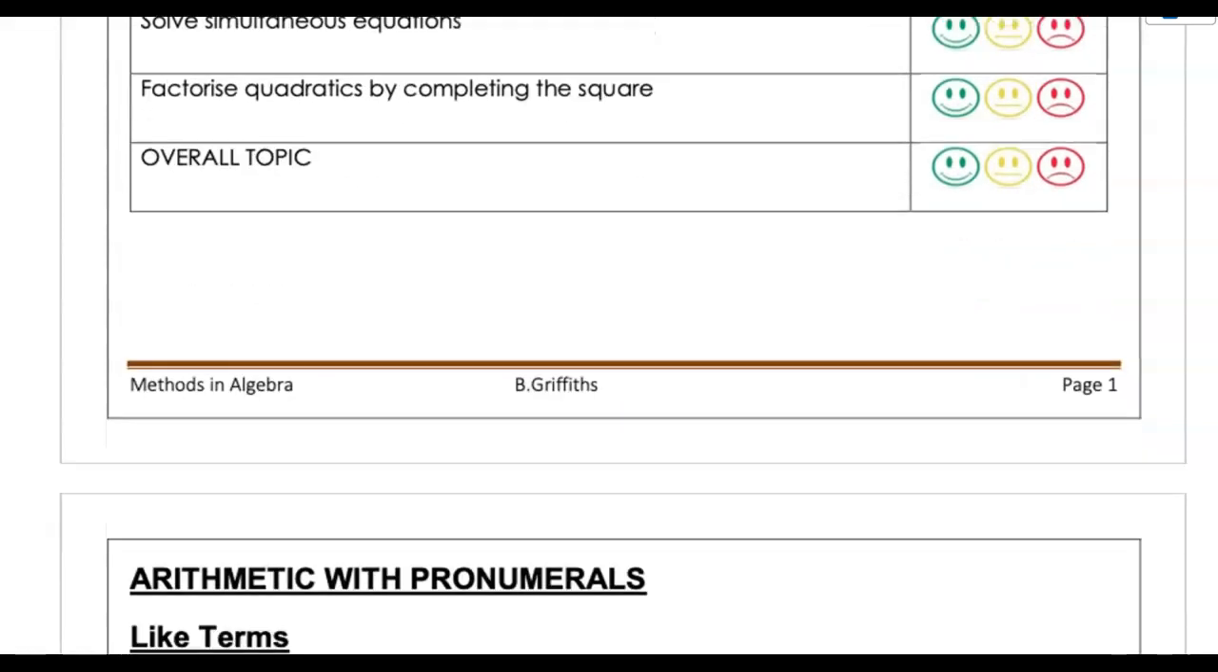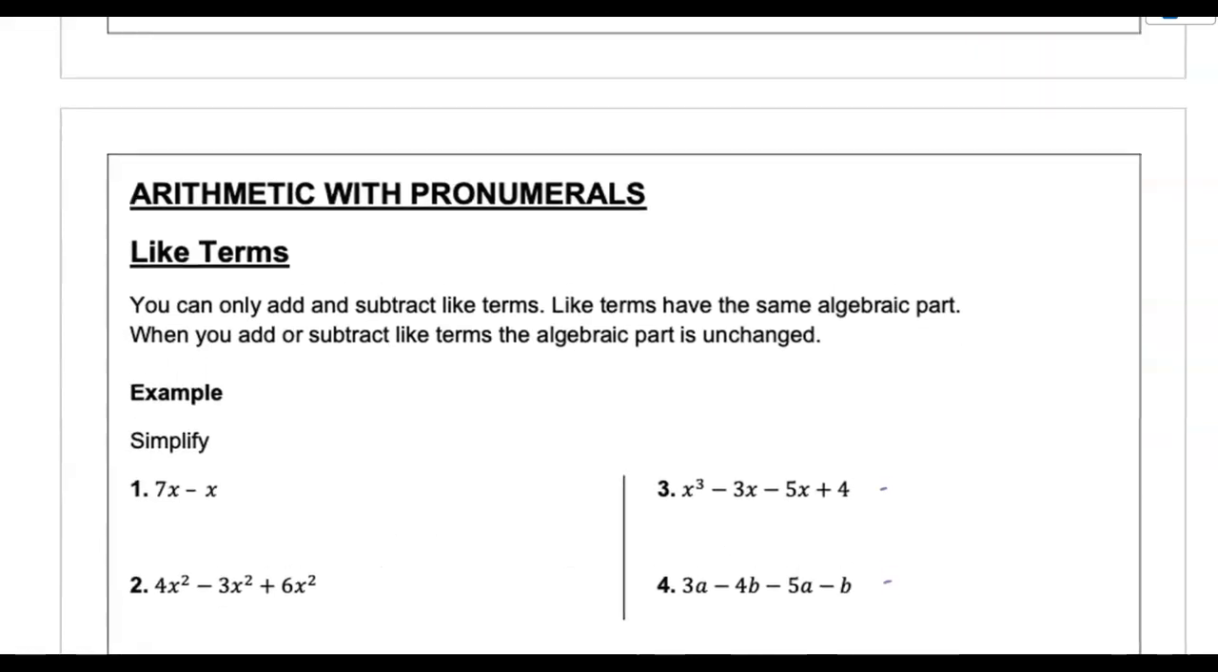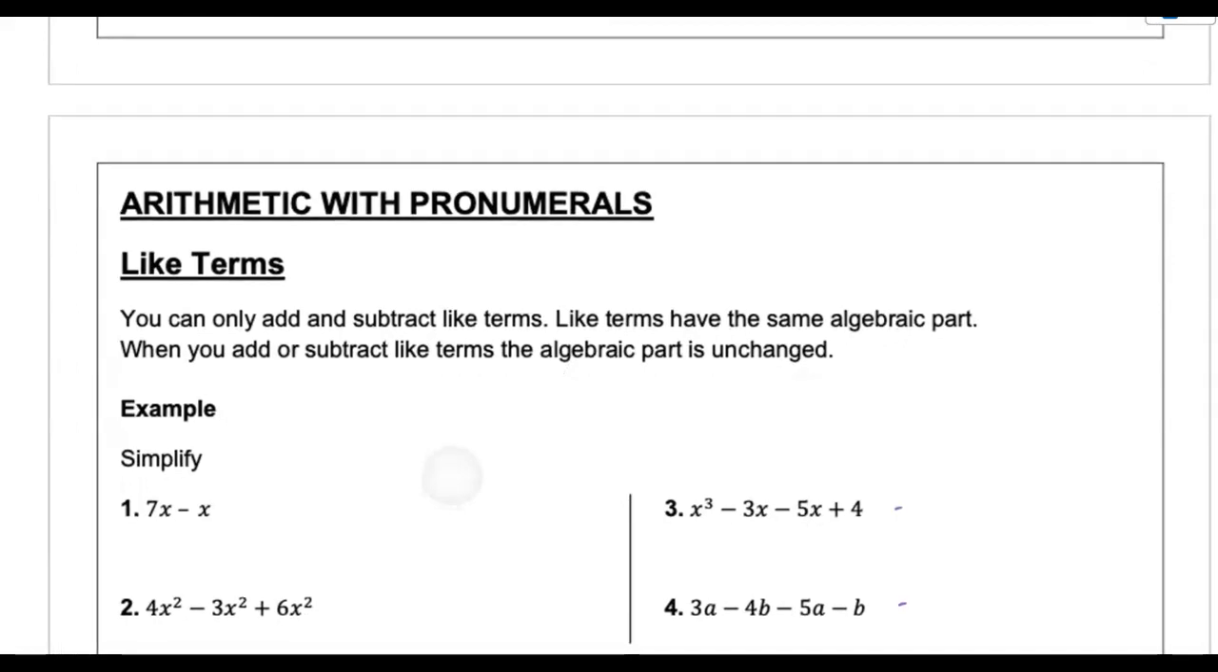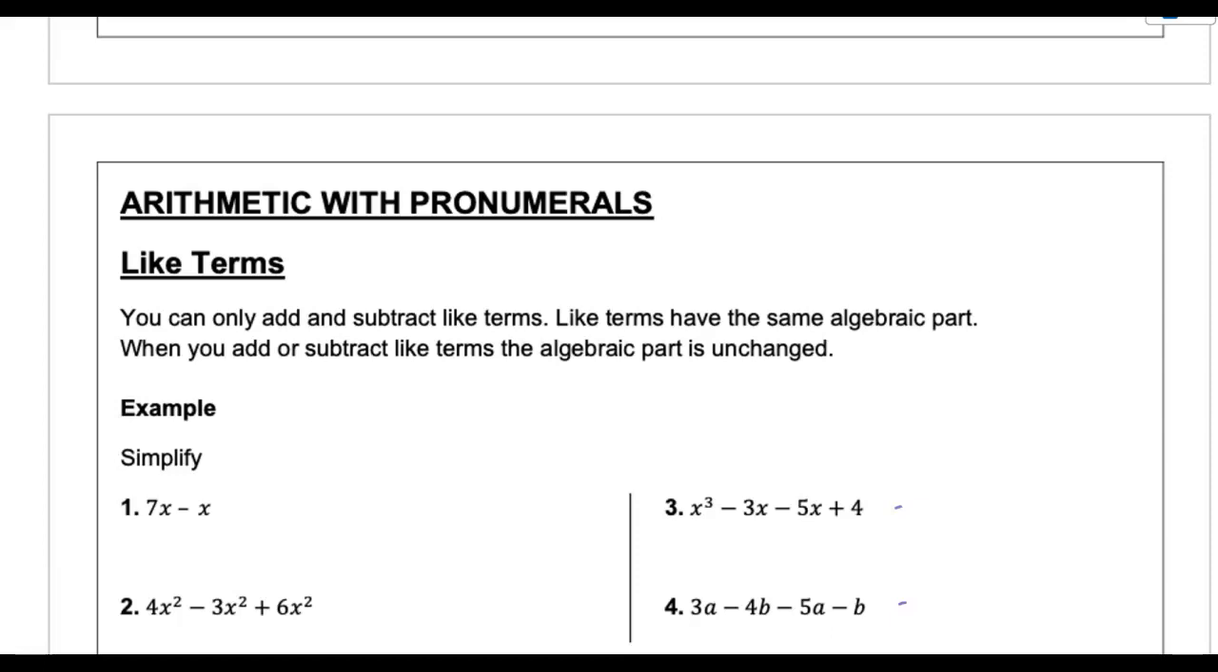It is some of the things that we're going to do, and we're going to start with very simple things that you learn early in the junior school just to get you started. So we're going to look at adding pronumerals. So the first thing is like terms. You can obviously only add or subtract terms that are like, and we're used to that. So let's have a look, jump straight into the example.